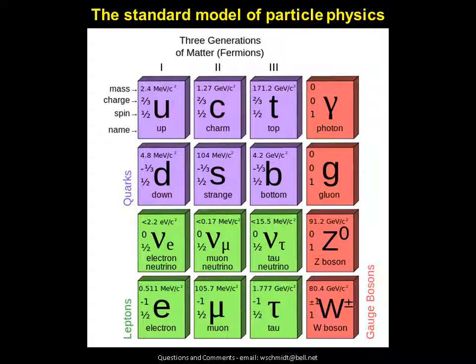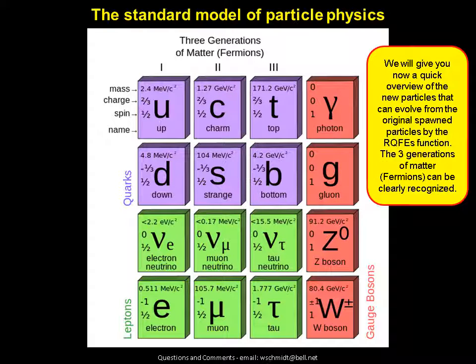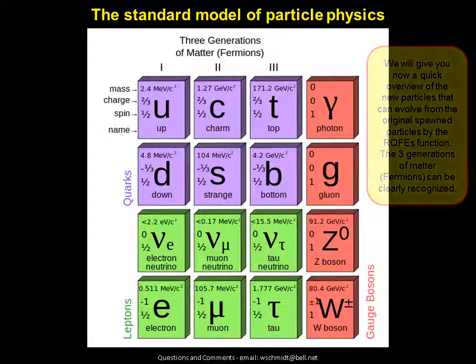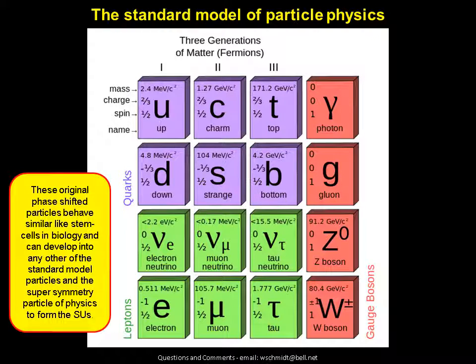The standard model of particle physics. We will give you now a quick overview of the new particles that can evolve from the original spun particles by the random quantum fluctuation events function. The 3 generations of matter fermions can be clearly recognized. These original phase-shifted particles behave similar to stem cells in biology, and can develop into any other of the standard model particles and the supersymmetry particles of physics, to form the sub-universes.